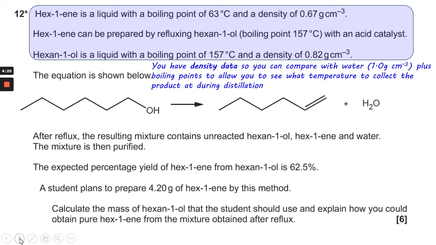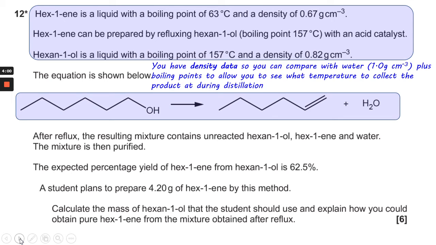Obviously, if they're denser than water, they'd sink to the bottom of the separating funnel, and if they're less dense than water, they'd float at the top. So it's expected that you can remember that the density of water is 1 gram per centimetre cubed. You also have boiling points to allow you to see what temperature to collect the product at during distillation.